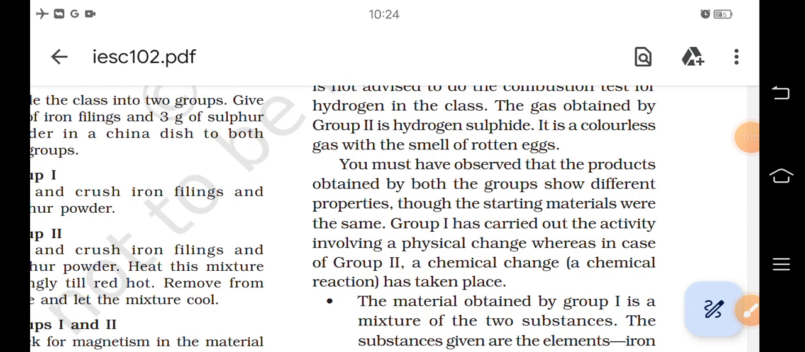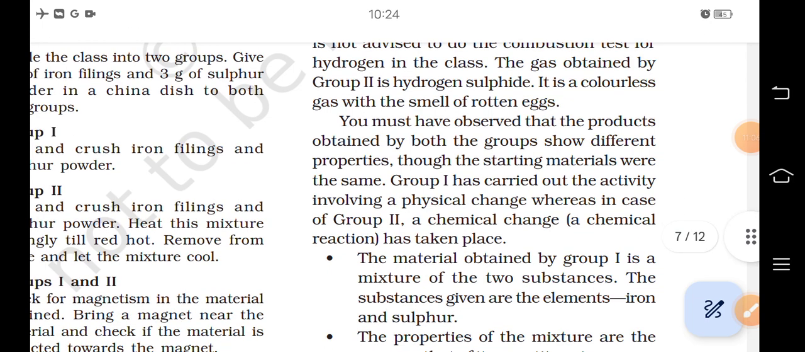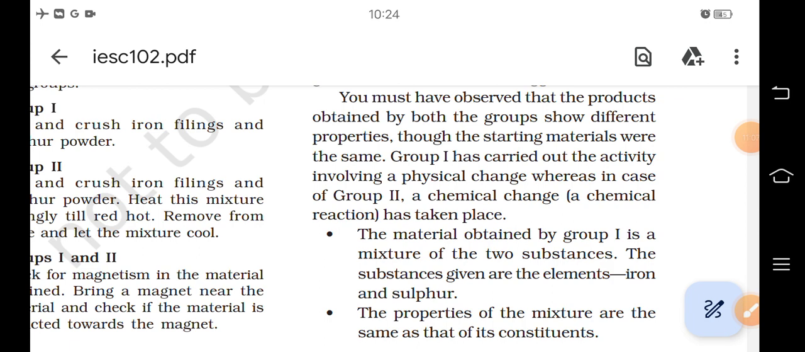You must have observed that the products obtained by both the groups show different properties, though the starting materials were the same. Group first has carried out the activity involving a physical change, whereas in case of group second, a chemical change, a chemical reaction, has taken place.